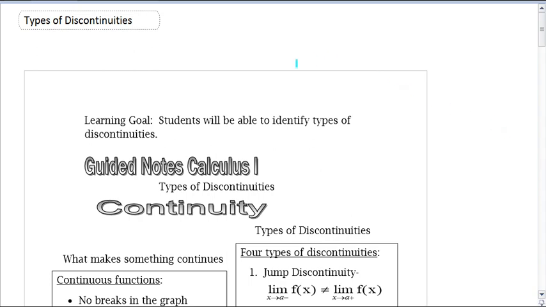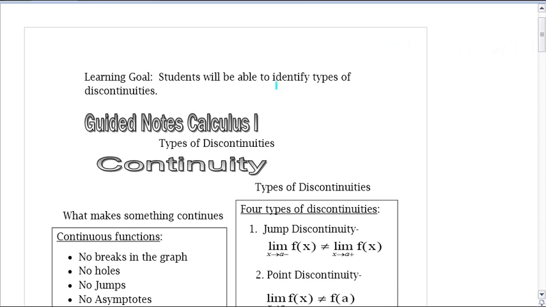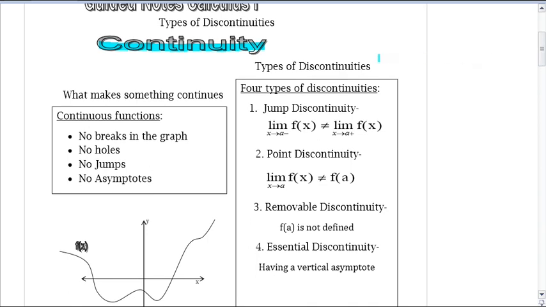Okay, today we're going to take a look at types of discontinuity, so let's begin. The learning goal: students will be able to identify types of discontinuity. I know this seems weird, but if we know what's discontinuous, we know then what would be continuous. So bear with me here. I like this video because there's a lot of pictures showing you what discontinuity looks like. There's not going to be a ton of me doing analytic examples.